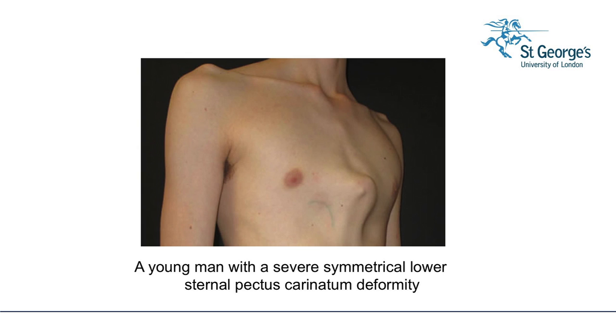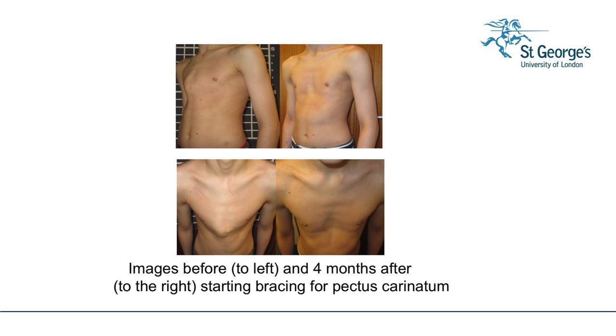This severe lower sternal pectus carinatum, or pigeon chest deformity, in a young man may well be amenable to pressure bracing, worn between 12 and 24 hours per day as he grows, and very good results can be obtained, as you can see here. So the before images for the same lad are on the left, and the after images, after 4 months of bracing, are seen on the right. This means that surgery is not necessary.